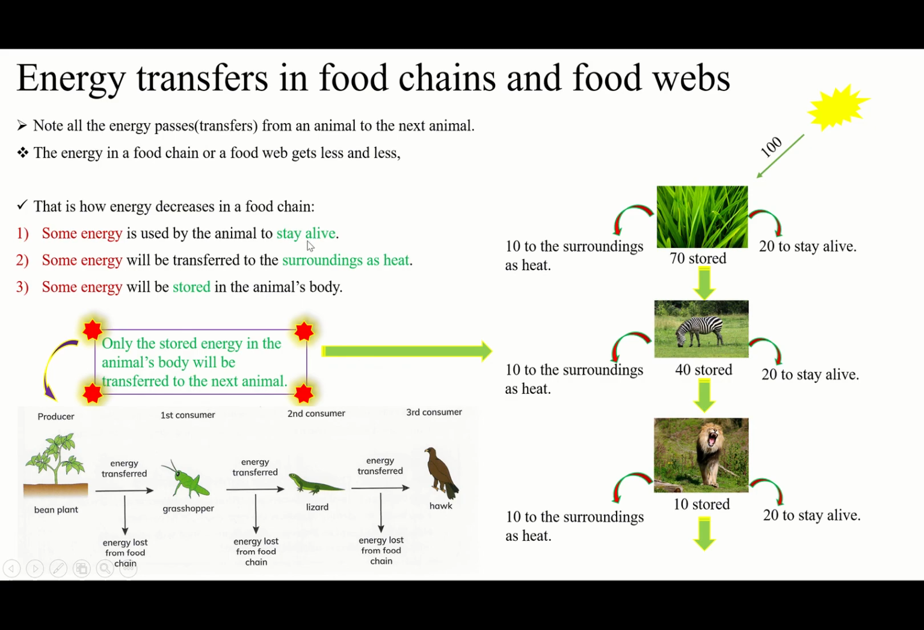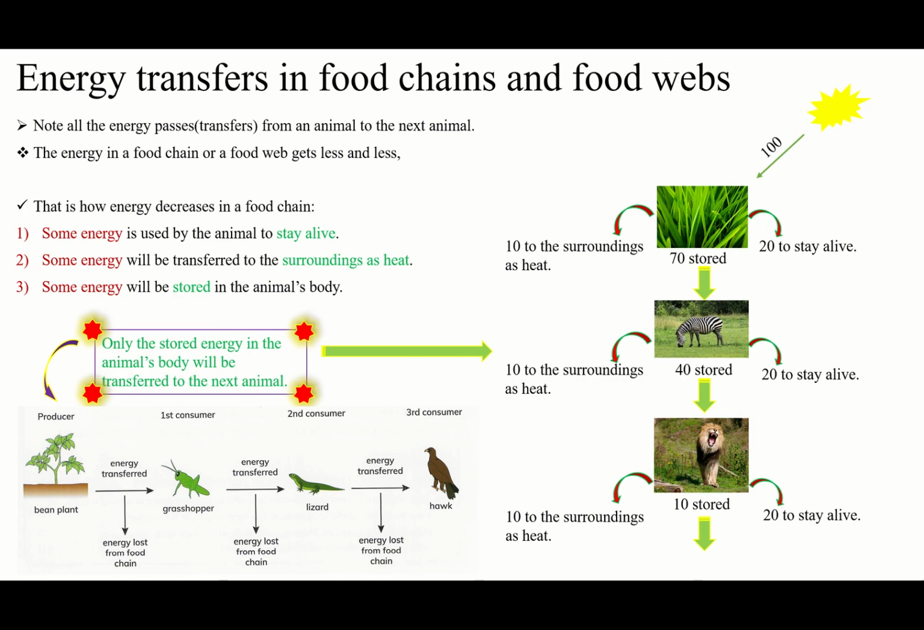Some energy will be used to stay alive by the animal or by the living thing, you can say. Some energy will be transferred to the surroundings as heat. Some energy will be stored in the animal's body. Only the last part, the stored part, can be transferred to the next animal. These two have gone. Don't talk about them. Only the stored part. It means during each transfer, some energy is lost.